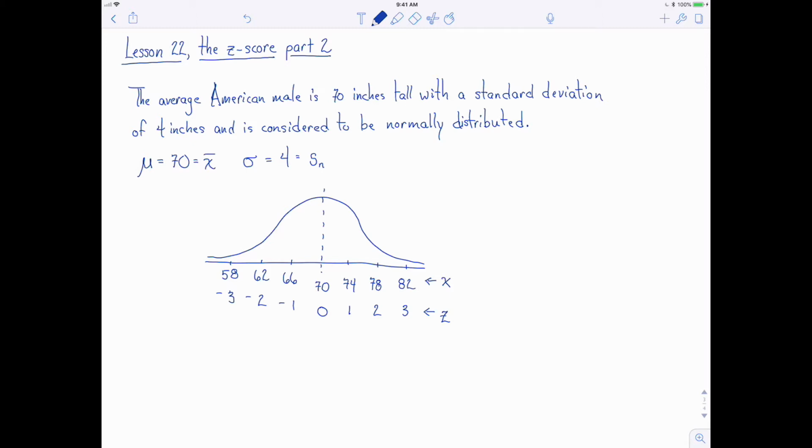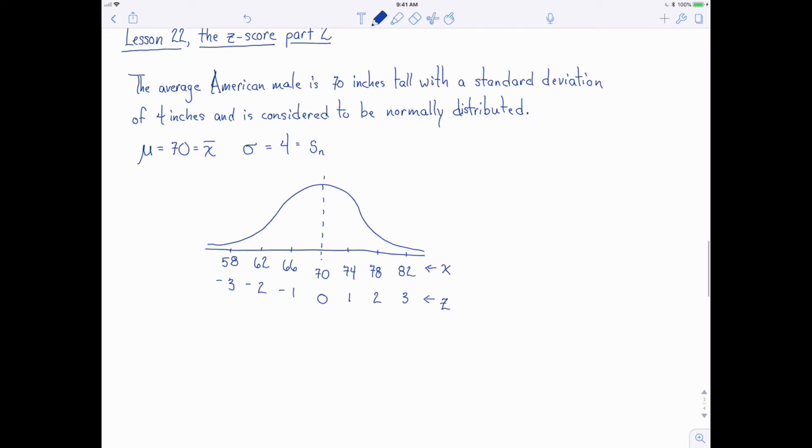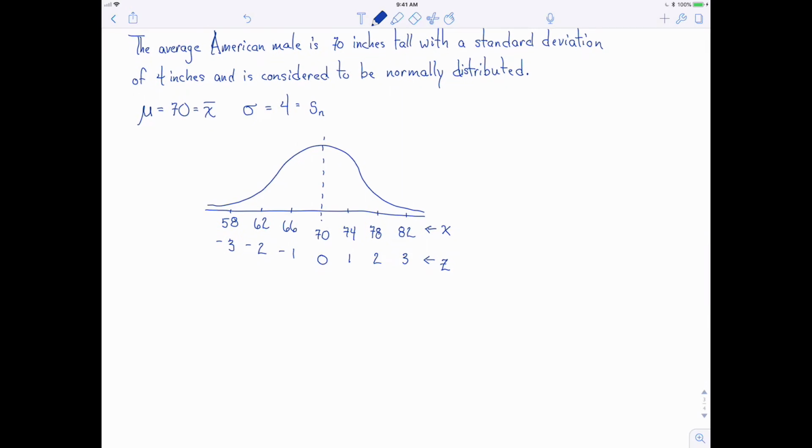So, what I want to do is a couple things. First is show you how the z-score works. So we have a formula. It says the z-score for some number x is equal to the data minus the mean of the data divided by the standard deviation, Sn.